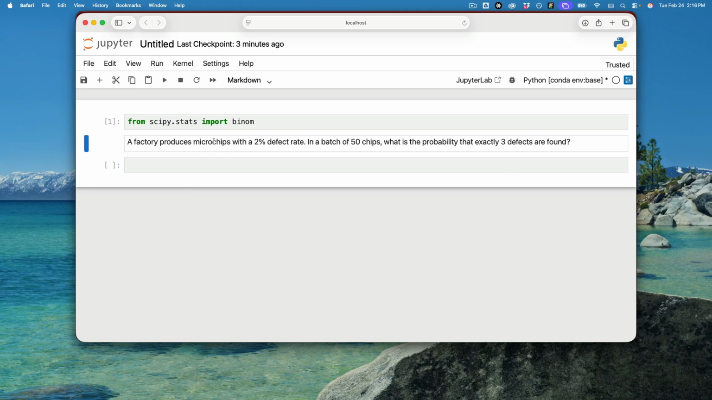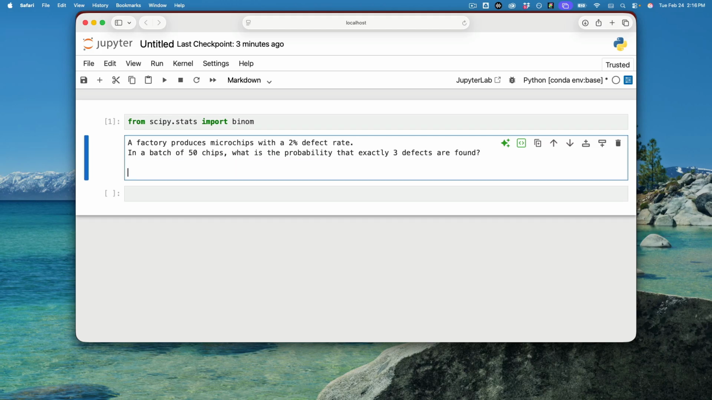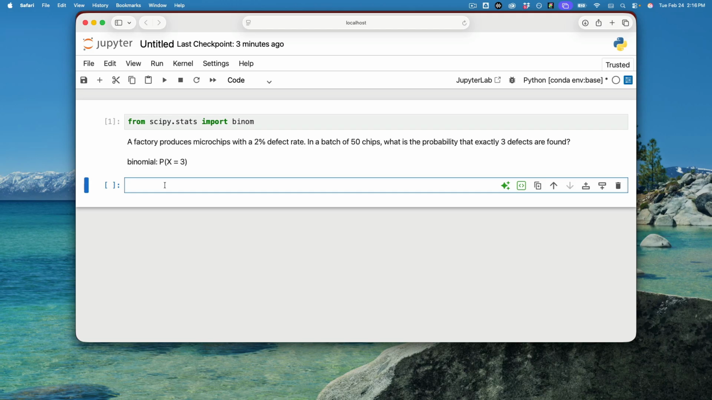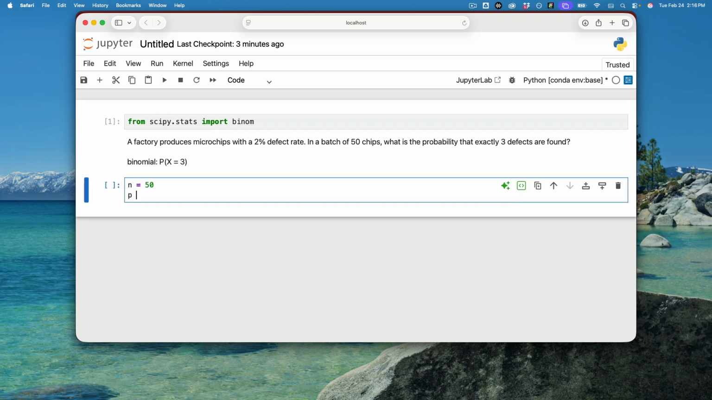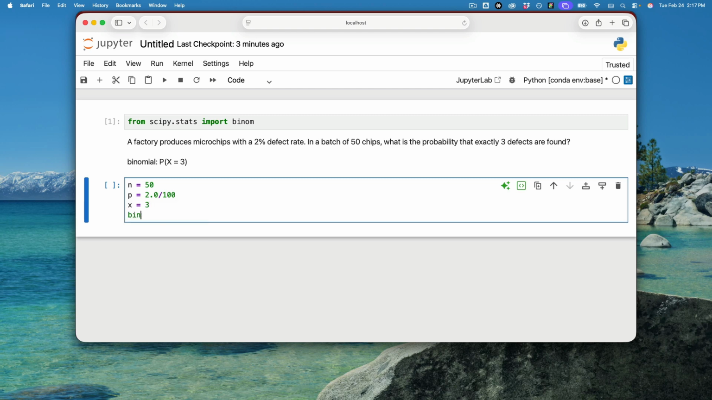So what you should do on your scratch paper is say, okay, what they're looking for should be a binomial distribution, and I'm looking at P(X = 3), okay? In this case, N is equal to 50, and P is equal to 2%. If you forgot how to do 0.02, just do P equal to 2%, and X is equal to 3, and then you call binom.